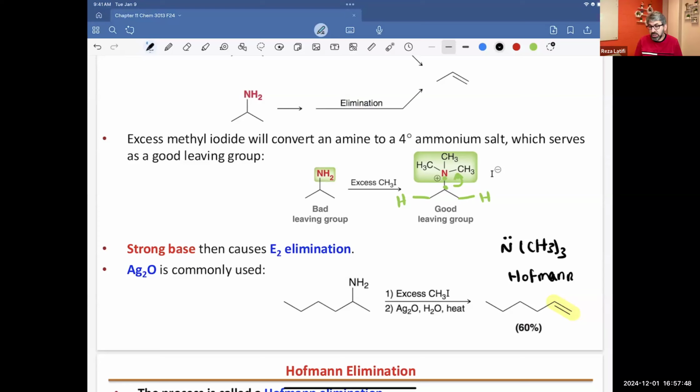We said Zaitsev is thermodynamically more stable than the Hofmann product. So why do we get Hofmann instead of Zaitsev product? And that's the subject that I want to go after.